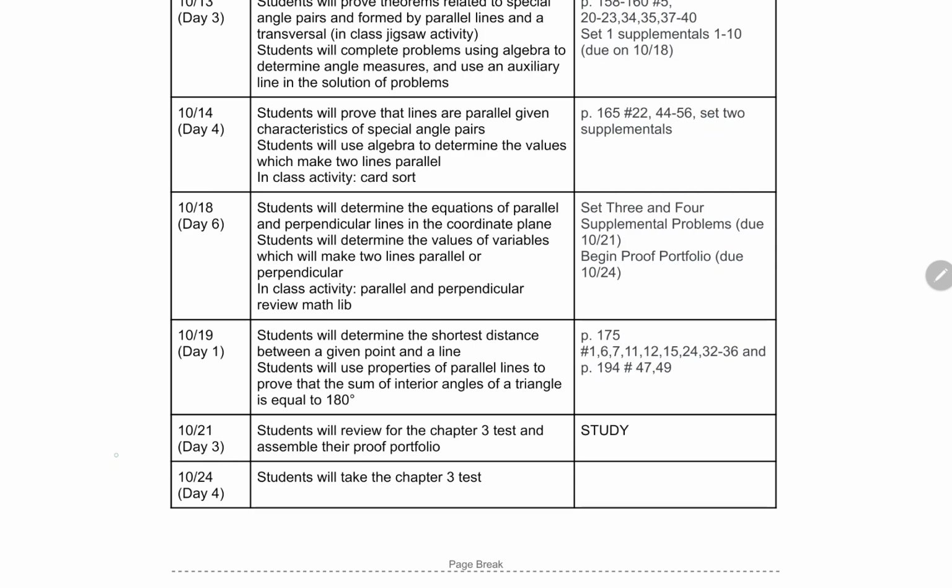And the following day, we'll work to determine the shortest distance between a given point and a line, and we'll use some properties of parallel lines to prove that the sum of interior angles of a triangle is equal to 180 degrees. We'll have a day for review, and then we're planning to take the test on October 24th.